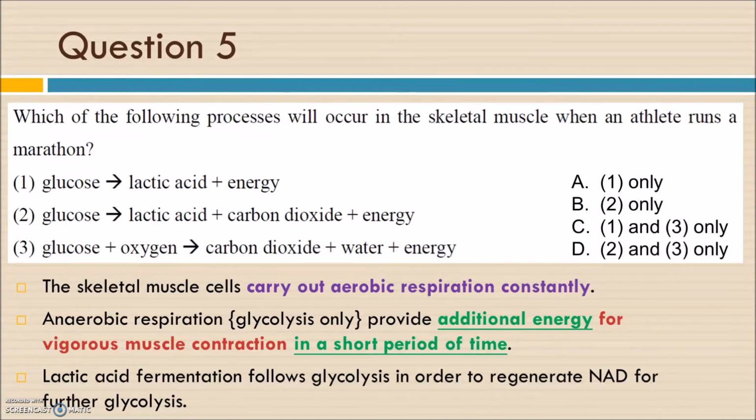Why do we say that additional energy? Because we carry out aerobic respiration to produce 38 ATP already. Then the 2 ATP produced in glycolysis are the additional energy within the short period of time. Also, the lactic acid fermentation will follow glycolysis. NADH will donate the hydrogen to reduce the pyruvate into lactic acid. So regeneration of NAD can be done for further process. So that's why the answer should be C.